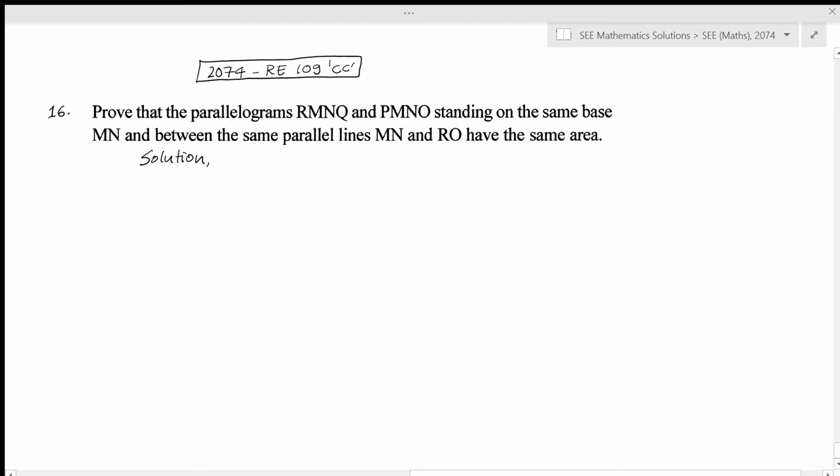So we have to prove that two parallelograms, RMNQ and PMNO, have MN common. Both parallelograms share it, so let's draw two parallelograms here. Let me name these as R, M, N, and Q. And the other parallelogram is PMNO. So MN is the common base.